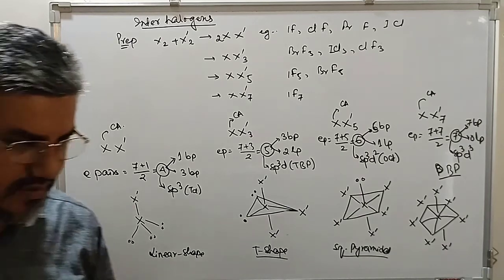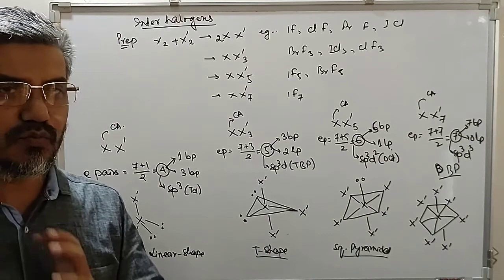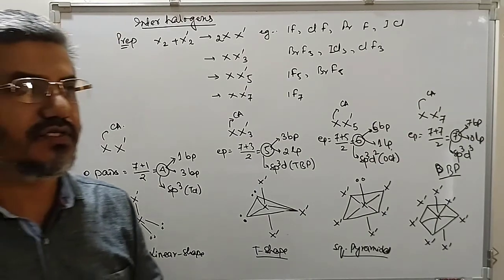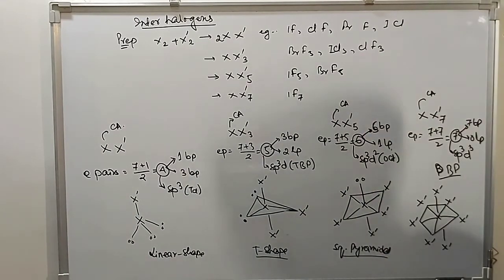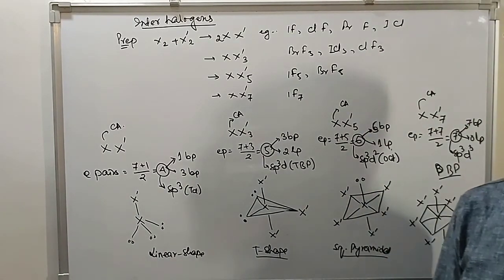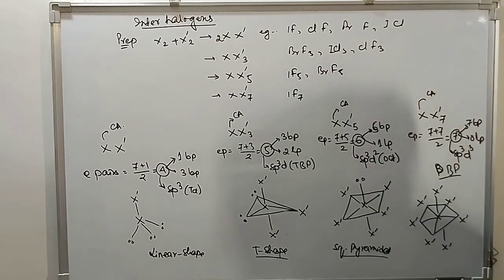So this is a brief discussion about some important compounds and chemical properties of halogens. With this, we'll conclude the halogen family, and next we'll move on to the noble gas family. Thank you.